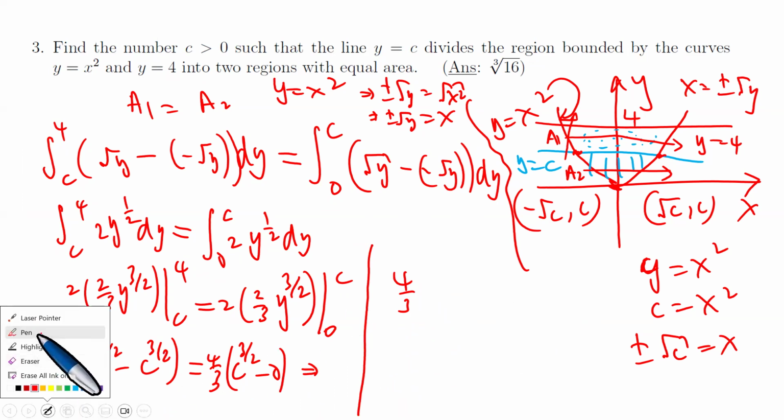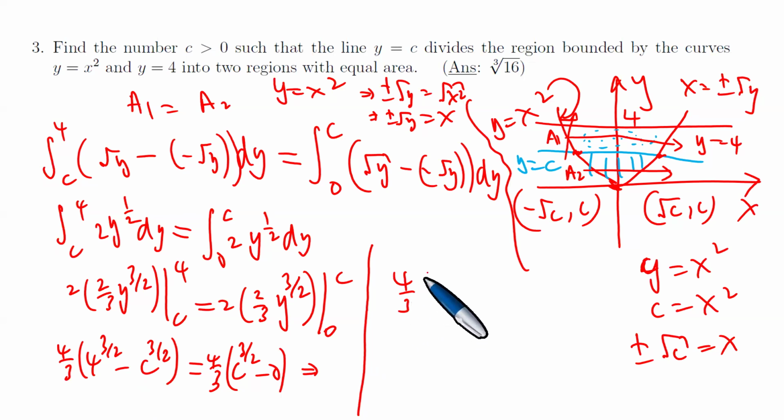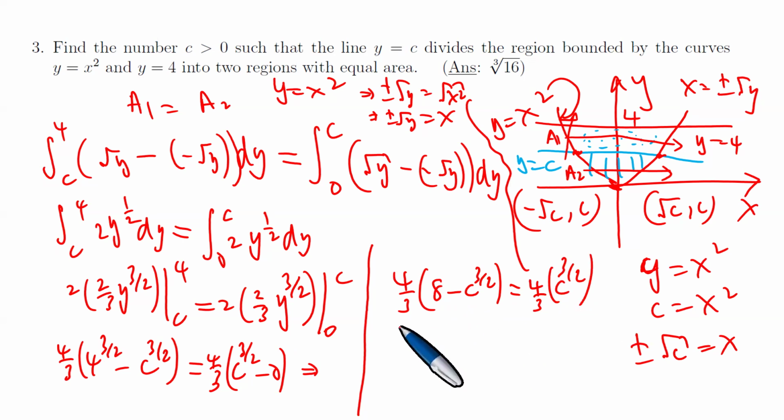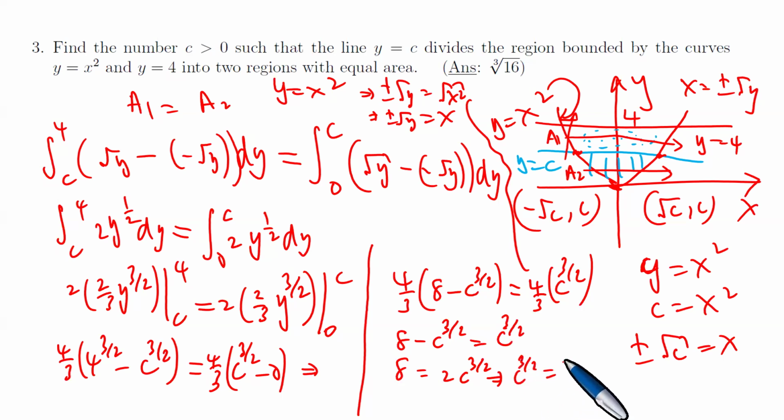Right, so we want to solve for c out of this equation. We have 4/3, then the 4 is 2 to the power 2. The 2 cancels, giving us 2 to the power 3. 2 to the power 3 is 8, minus c^(3/2) is equal to (4/3) c^(3/2). The 4/3 cancels out, giving us 8 - c^(3/2) = c^(3/2). 8 is 2c^(3/2), you divide by 2, which means that c^(3/2) equals 4.